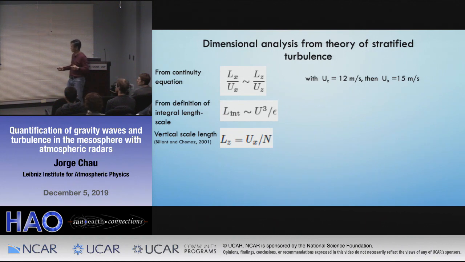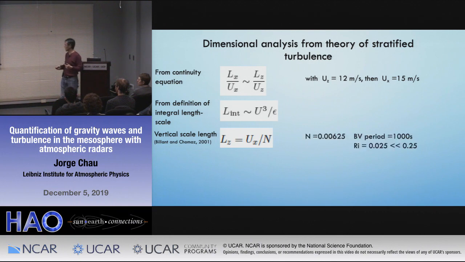From the vertical scale, from one seminal paper on stratified turbulence, Billant and Chomaz, I can relate Lz to Ux and to a local Brunt-Väisälä frequency. When I do that, I get a very small value that is equivalent to a Brunt-Väisälä period of 1,000 seconds, so 2.5 times larger than the climatological value. That, in a way, is not unthinkable because we know that the Brunt-Väisälä period changes. We know that from lidar temperature profiles.